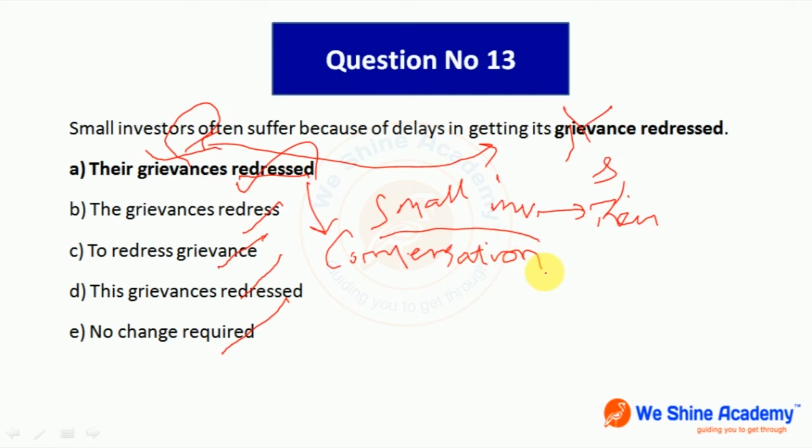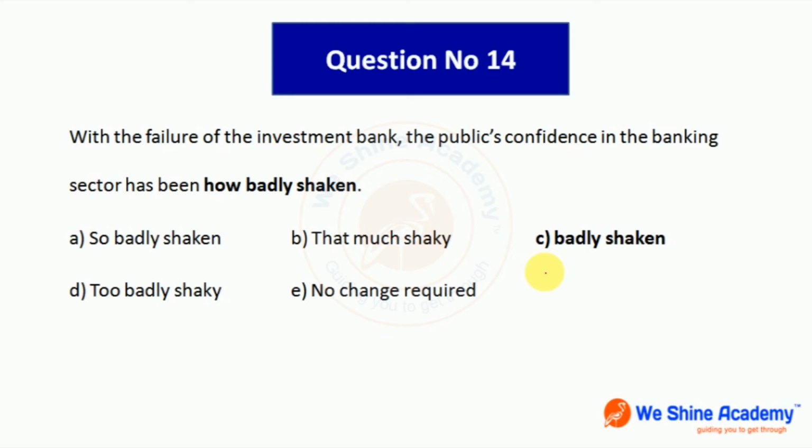Question 14. With the failure of the investment bank, the public's confidence in the banking sector has been how badly shaken? So, okay, here how should not be in the middle of an adverb and the be form of verb. You should remember there should be no question words between the be form of verb and an adverb. So the answer is option C, badly shaken.